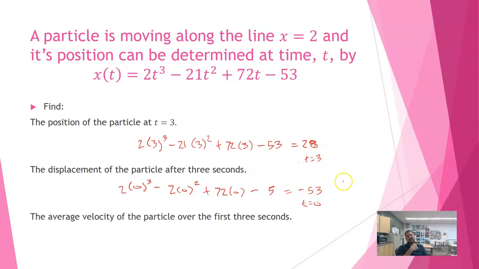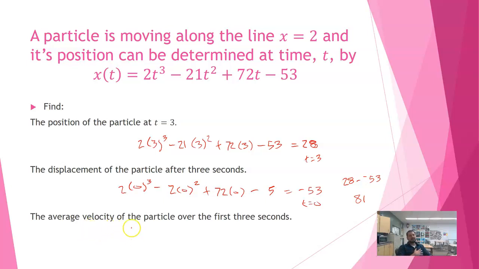So in order to find out where I was, I would go my displacement, I'd go 28 minus negative 53, which is 81. What that means is I am 81, whatever the units are, away from where I started, because I did not start at 0. My position was not 0.